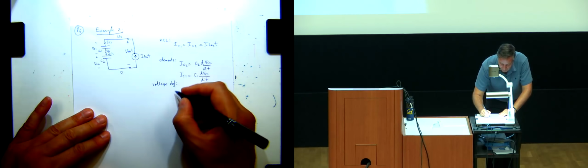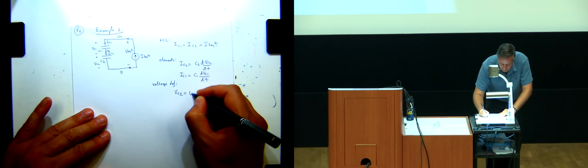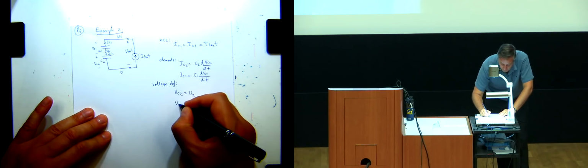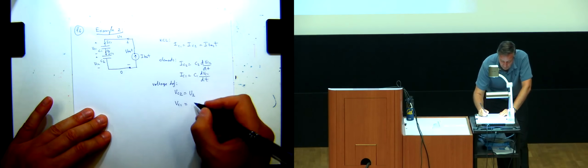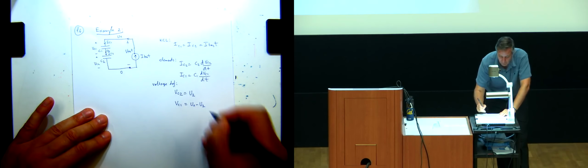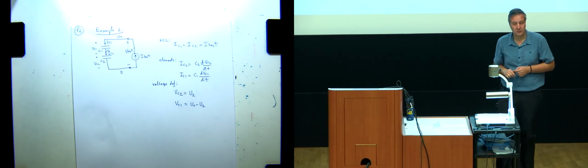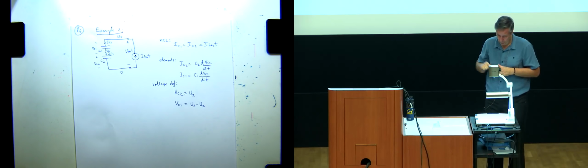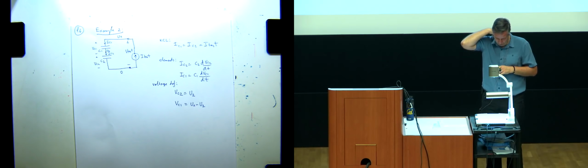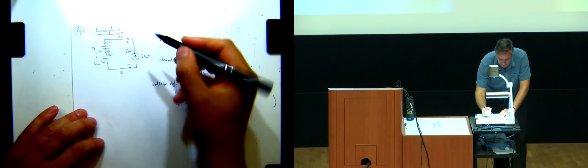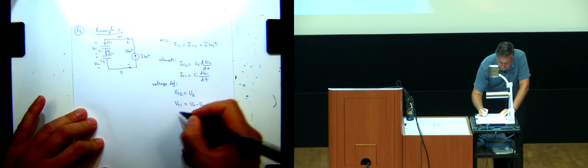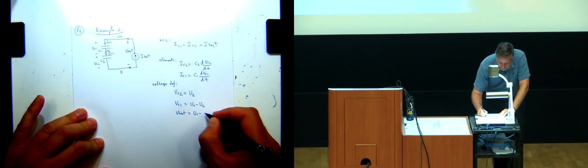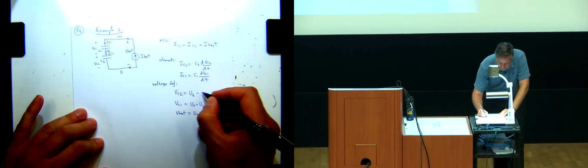So VC2 is equal to U2 minus 0. And then VC1 equals U1 minus U2. Right. People see this? And then another one we have on this side is that VTest equals U1 minus 0, right? And that's 0. So all this is.